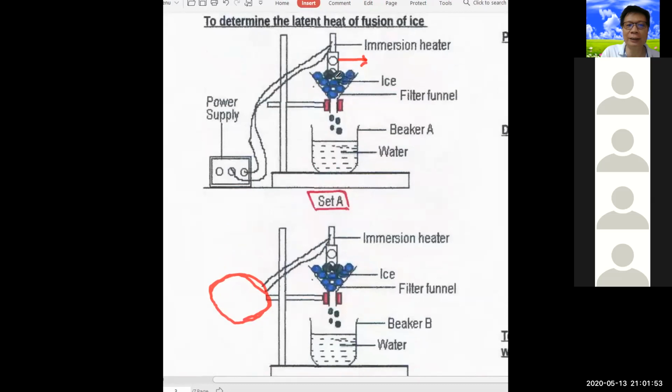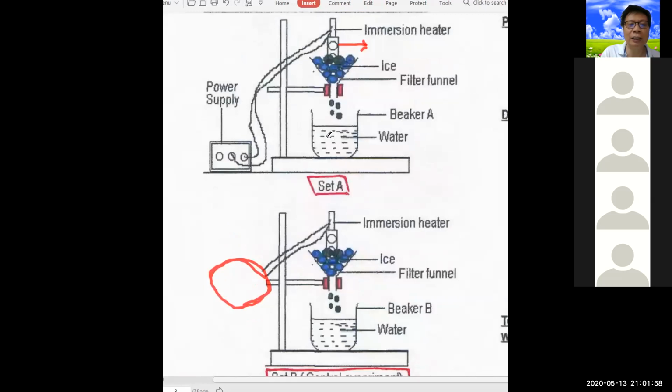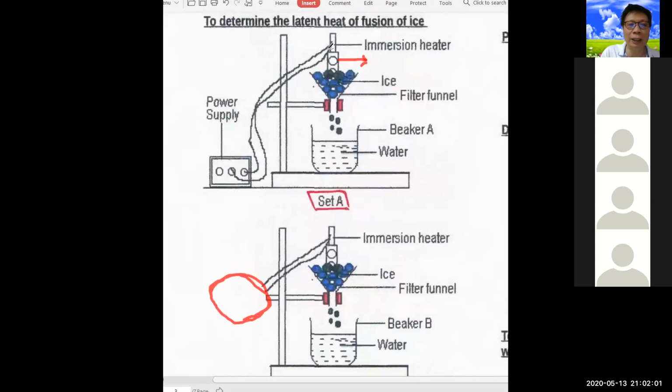Whereas here in this set, you see the water here got more, isn't it? More water here. This extra water is ice melted by the heat from the heater and also heat from the surrounding. So what you need to do is take the mass of this water minus the mass of this water, so you get the exact mass of the ice melted by the heat from the heater. So you solve the problem already. Just take this mass minus this one. When you subtract, you get exactly the mass of the ice melted by the heater only.